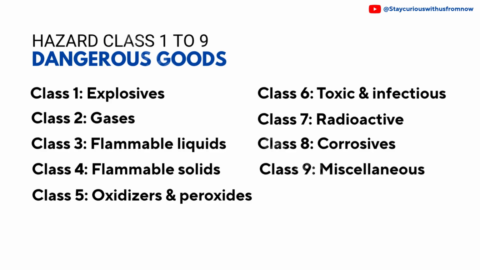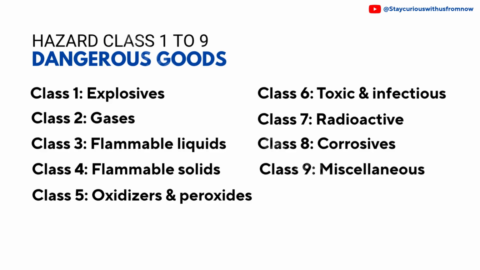Class 4 refers to flammable solids such as matches, magnesium, and sulfur, which can catch fire through friction or heat. Class 5 is for oxidizers and organic peroxides, like hydrogen peroxide and ammonium nitrate, which can intensify fires or react dangerously. Class 6 covers toxic and infectious substances, ranging from cyanide to medical samples containing pathogens.